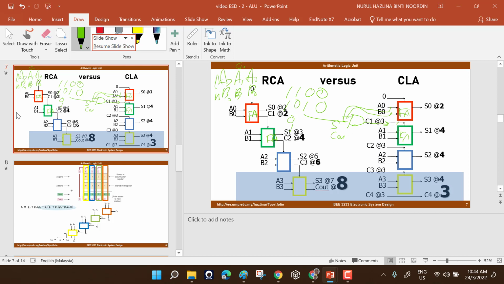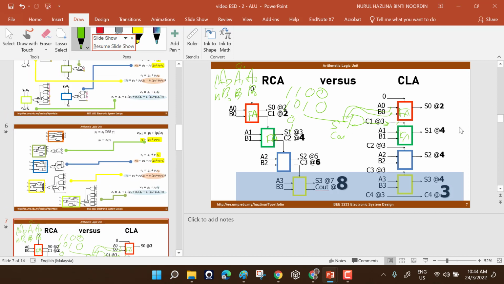But what is not shown here is this circuit. You have a lot of circuits that you need to add, so your size becomes bigger. If it is like this, there is no additional circuit, just like this, only you require 8 cycles.